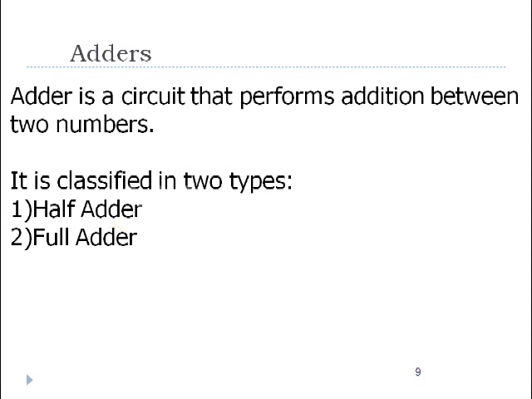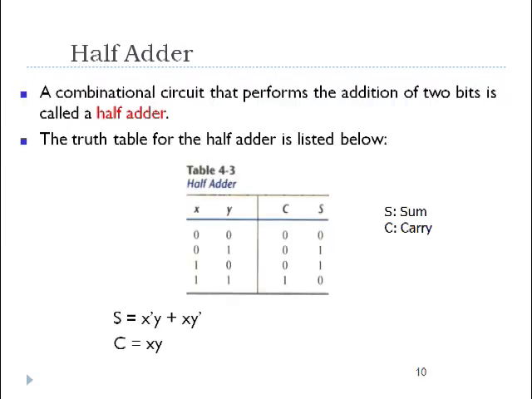Initially we'll discuss the half adder, then we'll move on to the full adder. Now what is a half adder? A combinational circuit that performs the addition of two bits is called a half adder. If you want to perform addition of two 1-bit operands, then we use a half adder circuit. There would be two inputs, and you'll get two outputs, called carry and sum. Now this is the truth table of the half adder circuit.